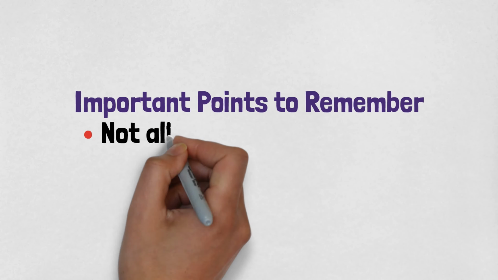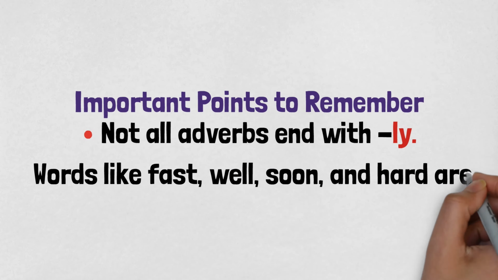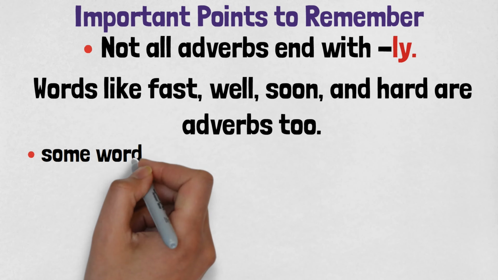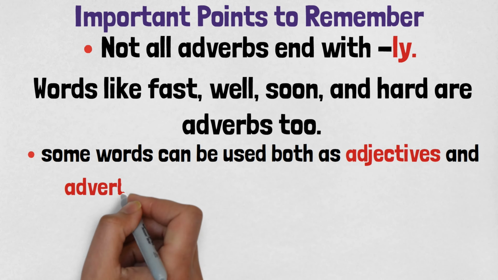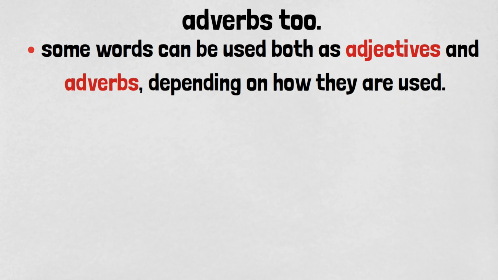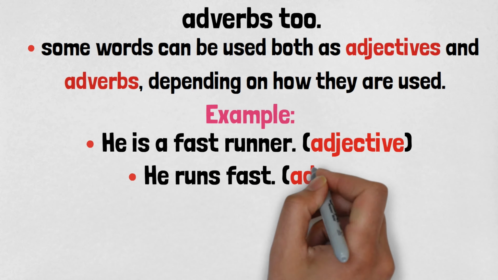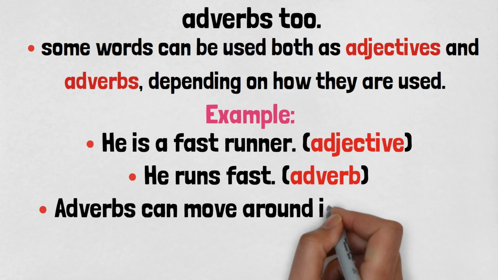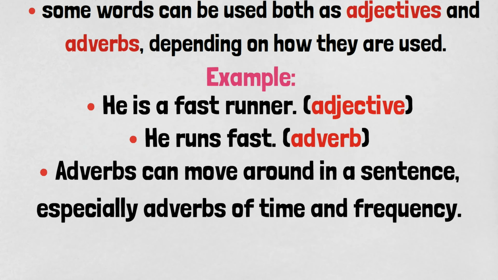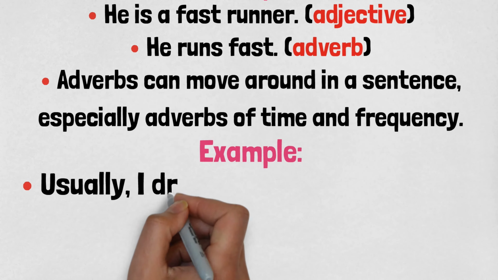Important points to remember. Not all adverbs end with -ly. Words like fast, well, soon, and hard are adverbs too. Some words can be used both as adjectives and adverbs, depending on how they are used. Example, he is a fast runner. Adjective. He runs fast. Adverb.